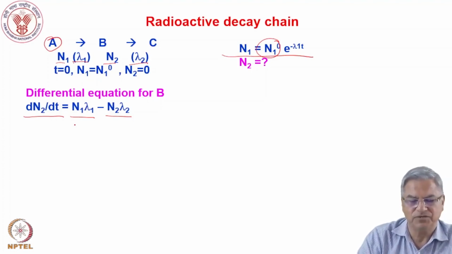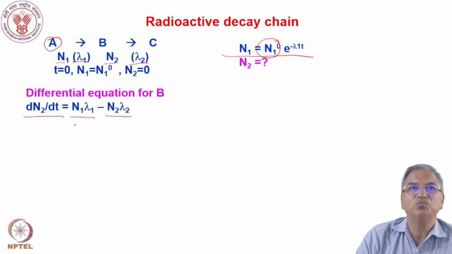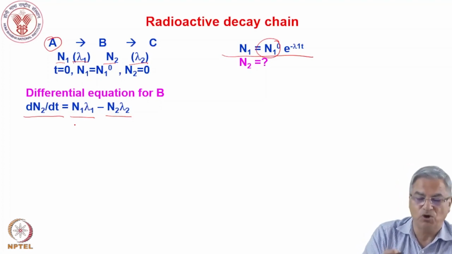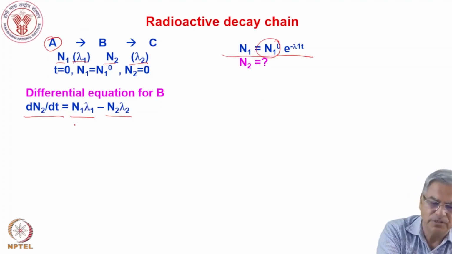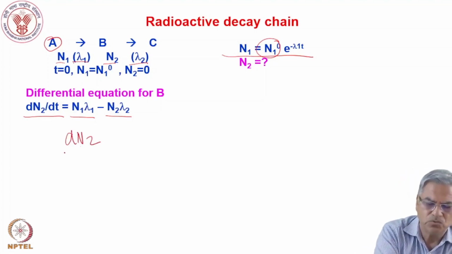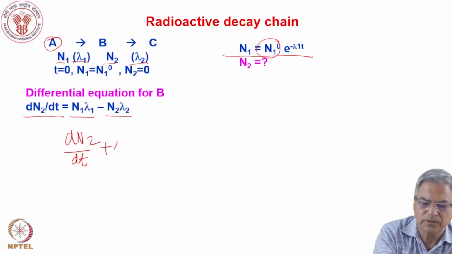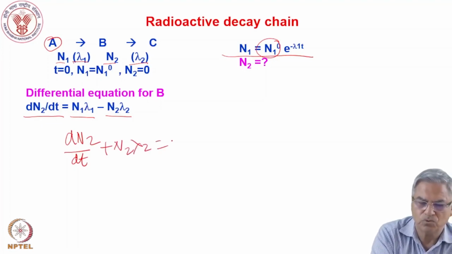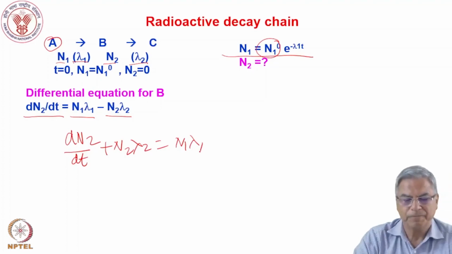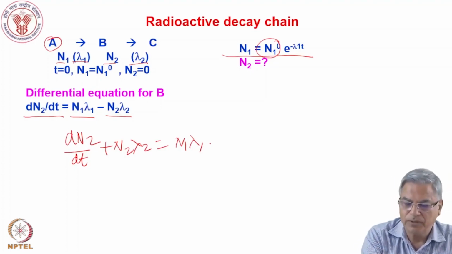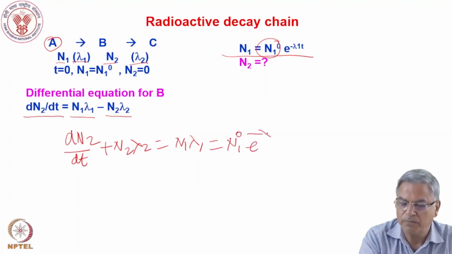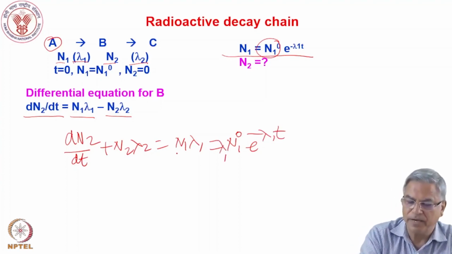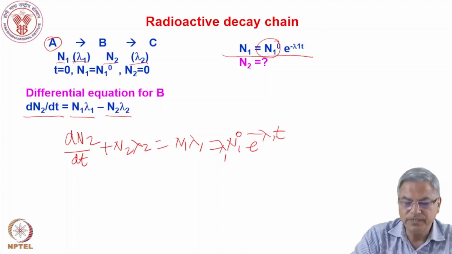Now this is a differential equation and we have to solve it for N2, the number of atoms of B at any time t. So let us see how we solve it. First we separate the variables. We write dN2 by dt plus N2 lambda 2 equal to N1 lambda 1, and N1 we know, so we can write N1 0 e raised to minus lambda 1 t times lambda 1. I have replaced N1 by N1 0 e raised to minus lambda 1 t.